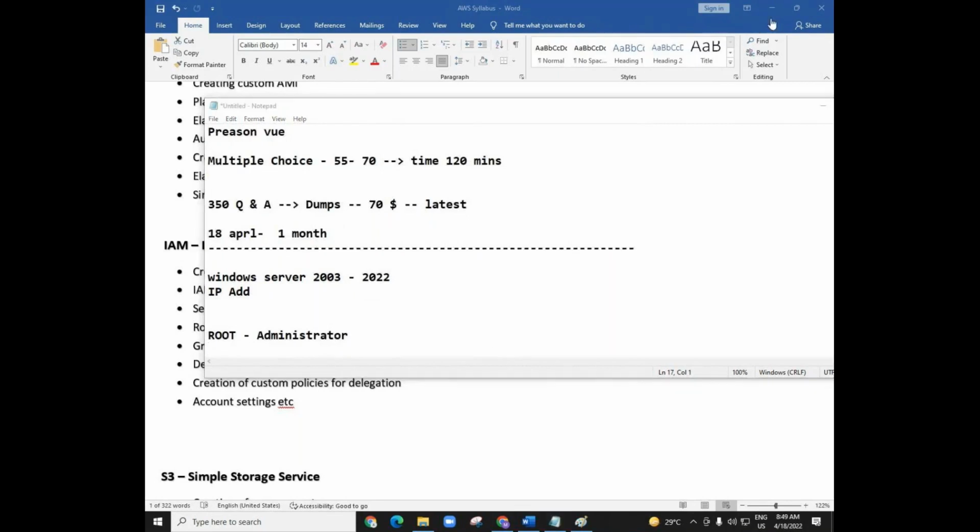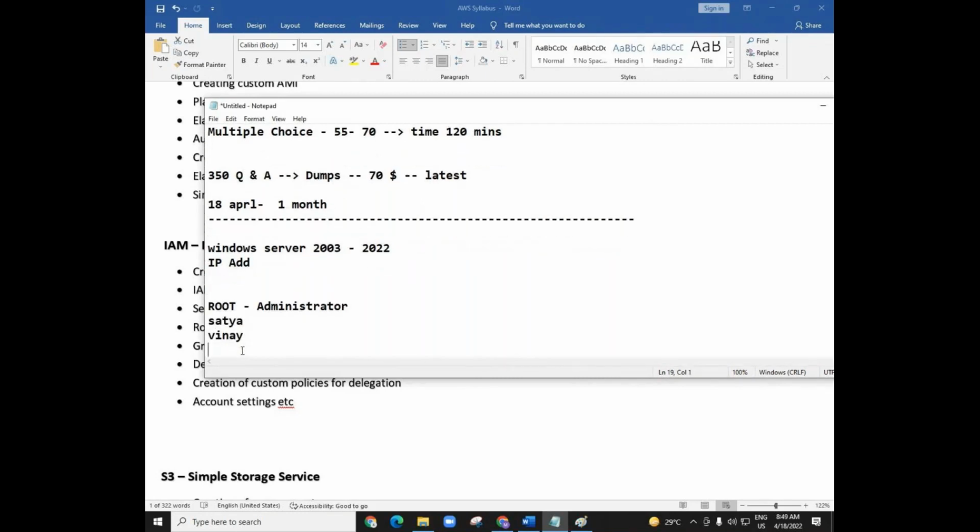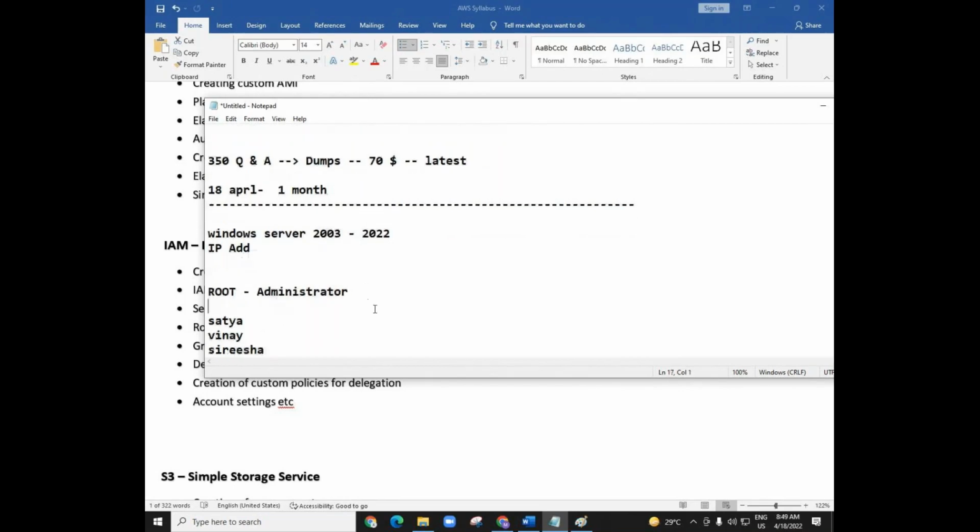For example, I'll just take some names from our group. Let's say users with the names Satya, Vinay, and Srisha. Let us say these are the three people working with us. So what we can do in this IAM is allow the Satya user to do some work. Let us say, in simple terminology, I'm saying junior admin. We can say the Satya user can work on VPC, the Vinay user can work on EC2, and the Sirisha user can work on, let us say, S3, some other concept.